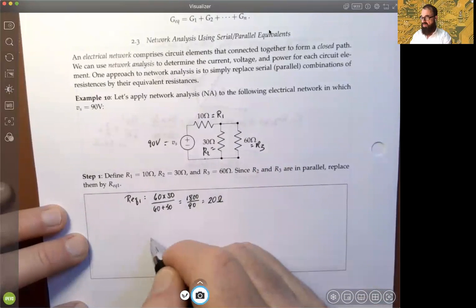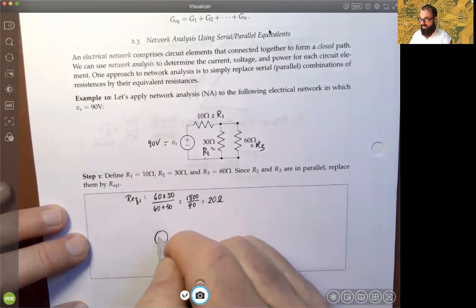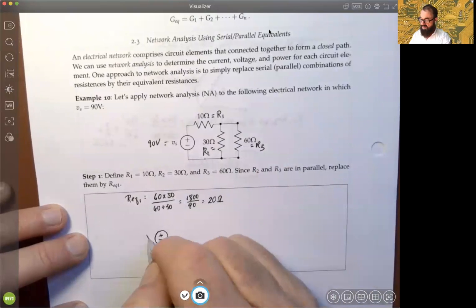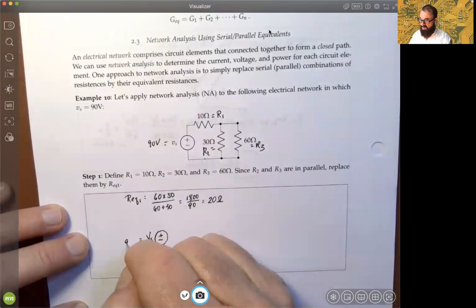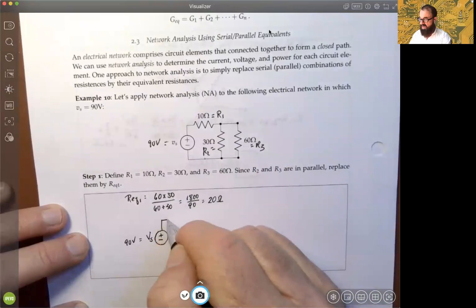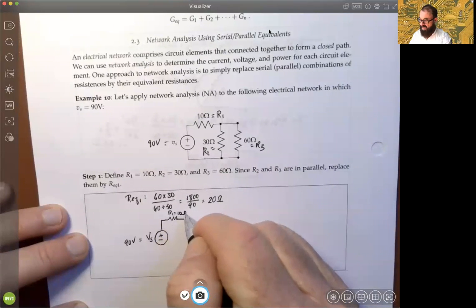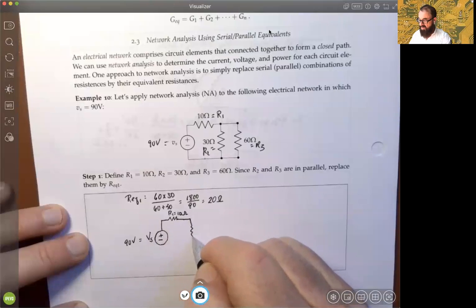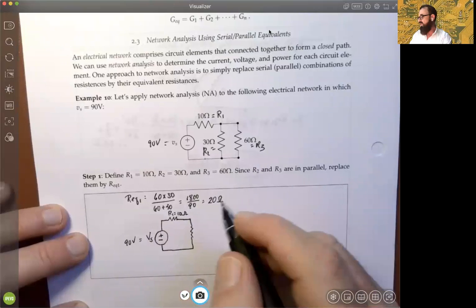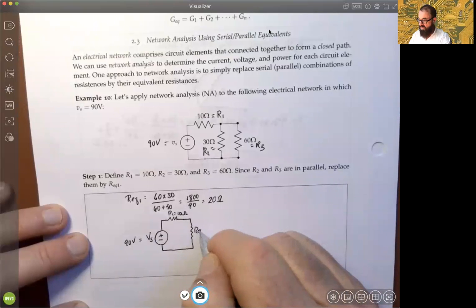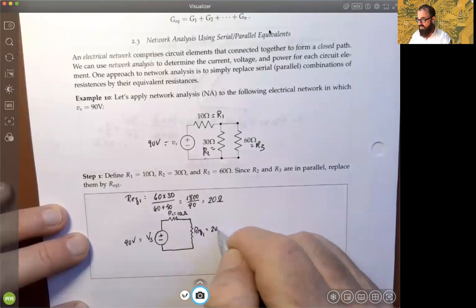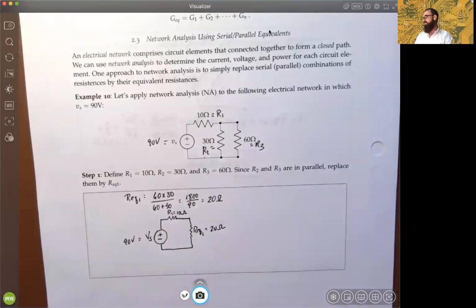So let's go ahead and redraw the circuit with this reduction. Again, the voltage source, we already know this voltage is 90 volts. We still have this resistance remaining, R1, which is equal to 10 ohms. And we have deduced that those two parallel ones are nothing but this equivalent REQ1, which is equal to 20 ohms. Okay, all right. So that was step one. We're going to move through the different steps so that, again, our goal is to be able to resolve all voltages and currents for every circuit element.